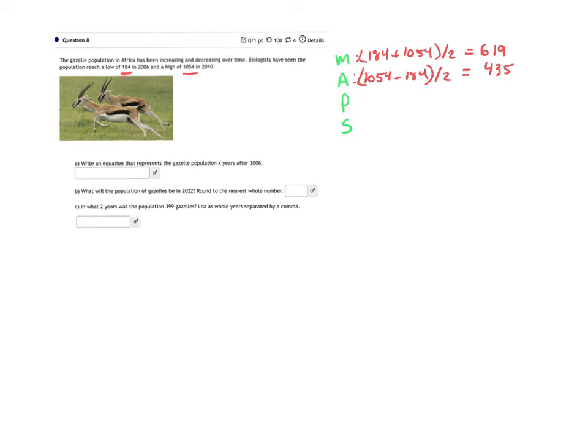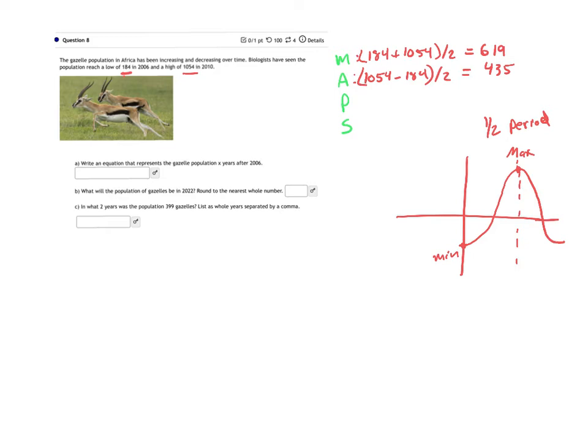Now, in order to find the period, I have to go one full cycle. Well, now it's starting at a low, so I'm going to start down here, and then it goes up to reach a maximum, and then it's going to come down back to a minimum. Now, I know my maximum value, I know my minimum value. Well, from the maximum to the minimum, that's only 1/2 of a period.